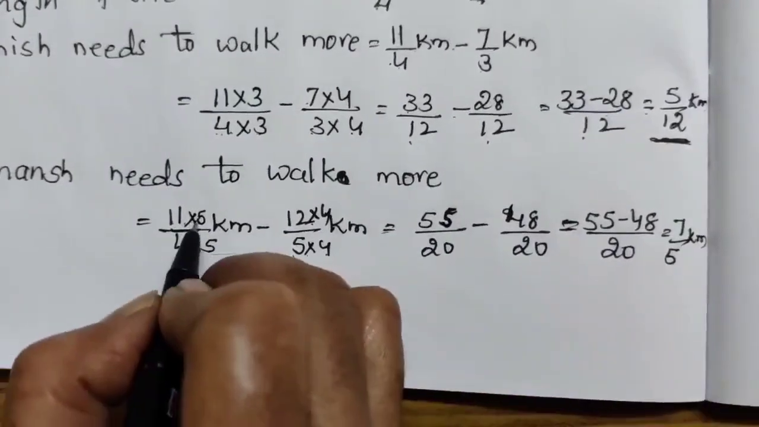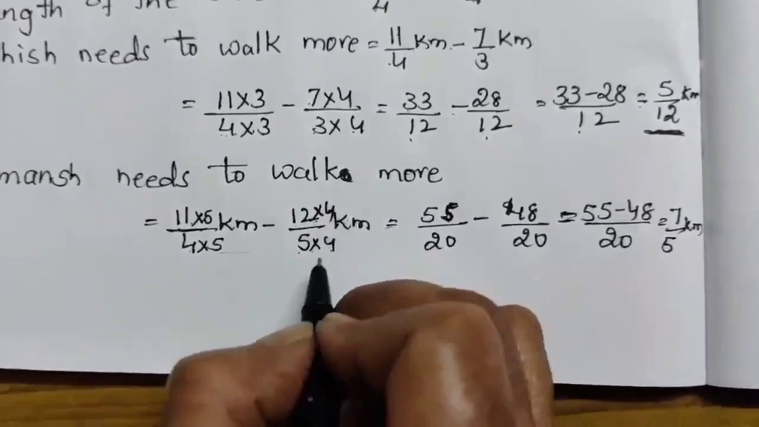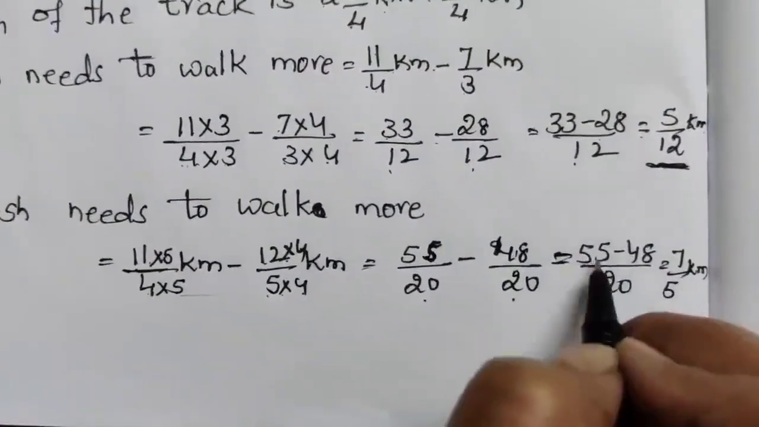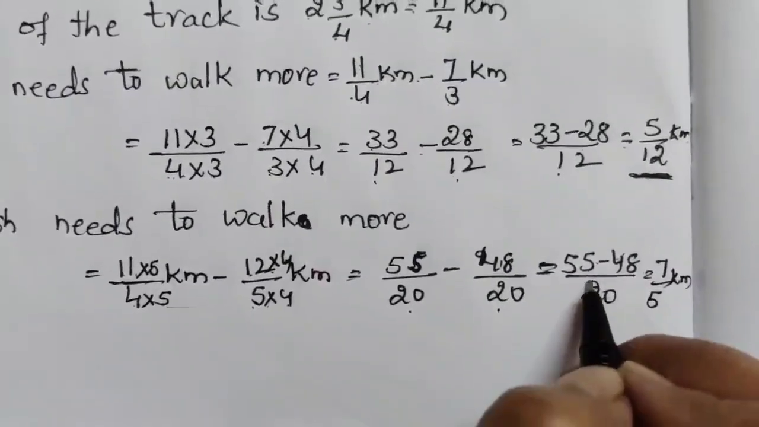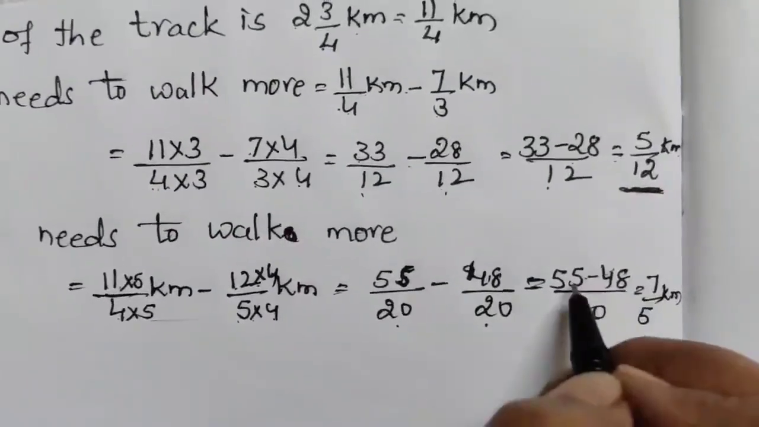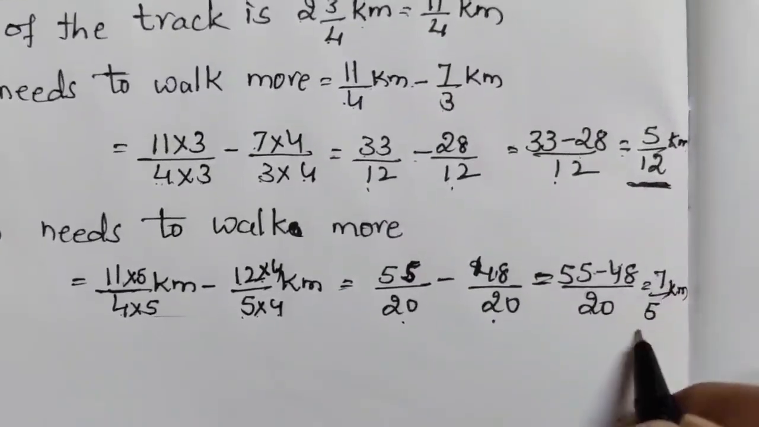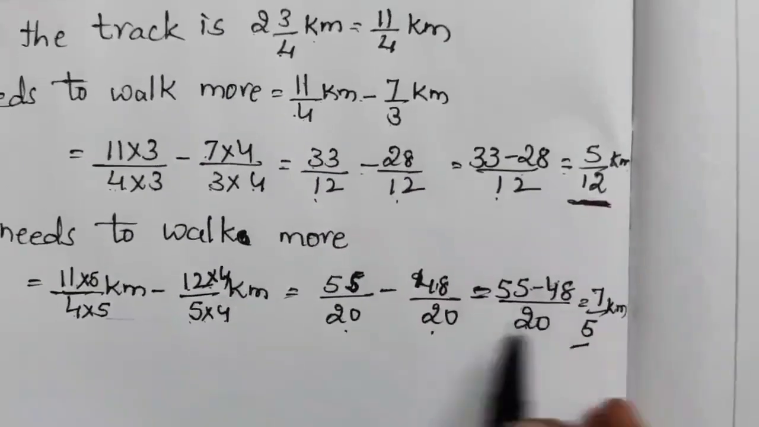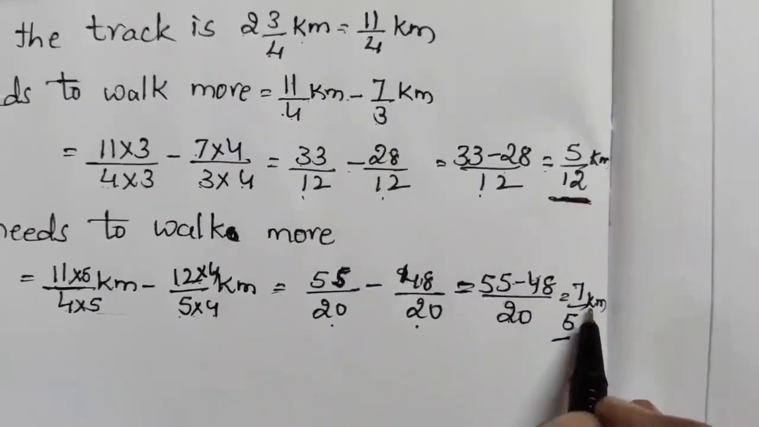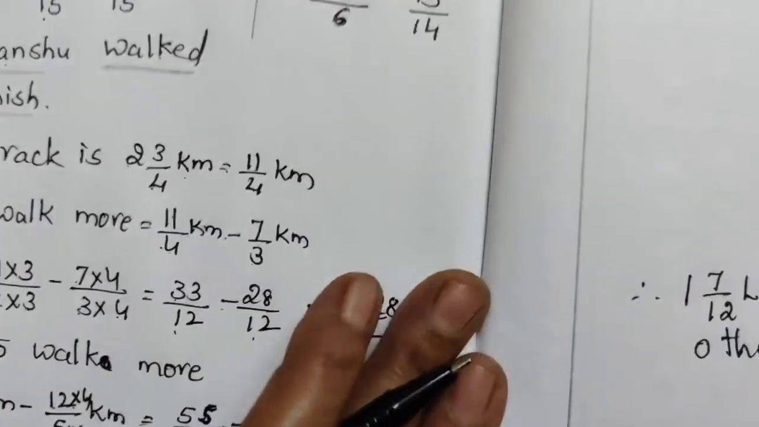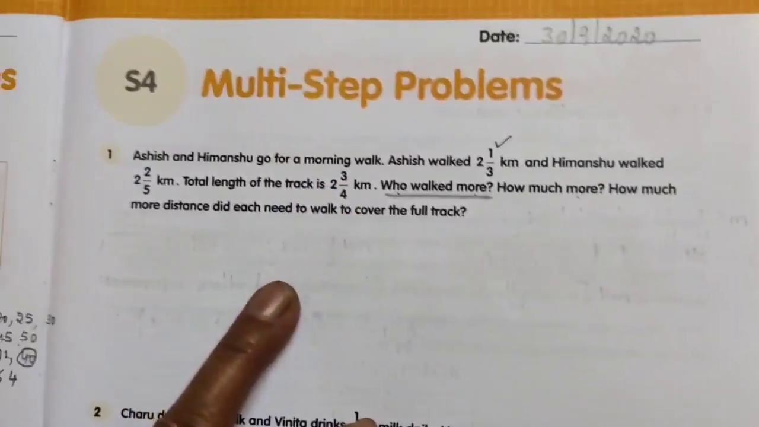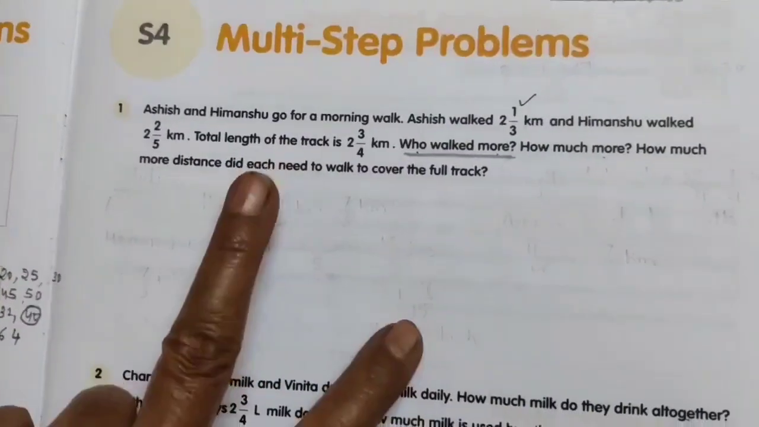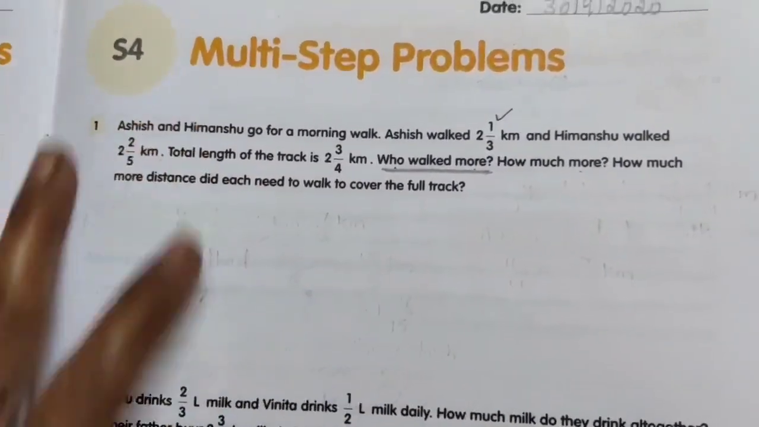So 11 fives are 55 divided by 20, and 12 fours are 48 divided by 20. So 55 minus 48 divided by 20, which is 7 by 5 kilometer. So Himanshu needs to walk 7 by 5 kilometers more. Children, if you don't have sufficient place in the workbooks, take one page, write it on that page and stick it here.